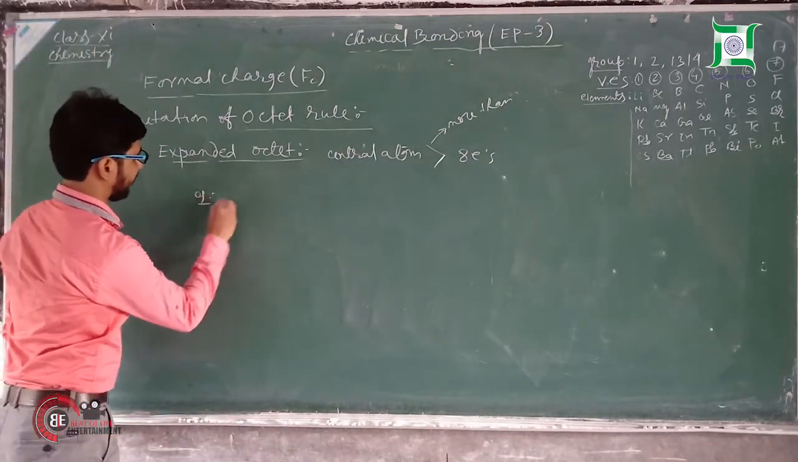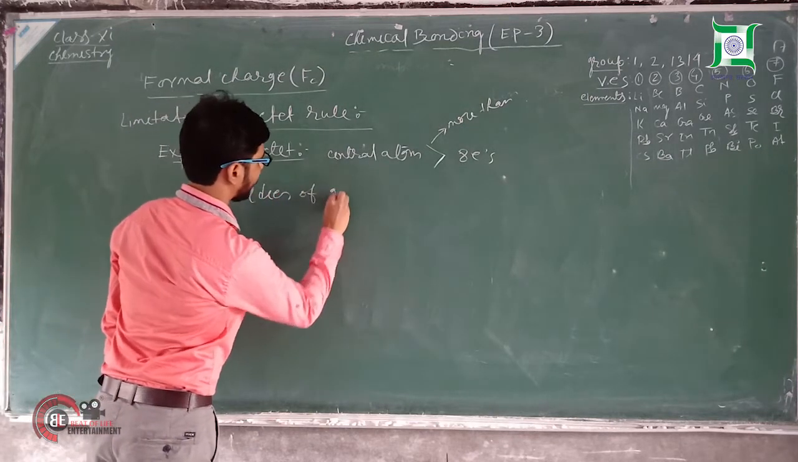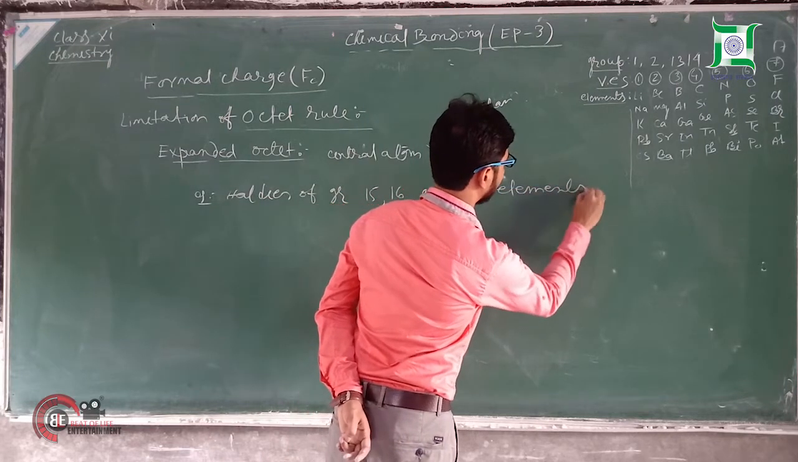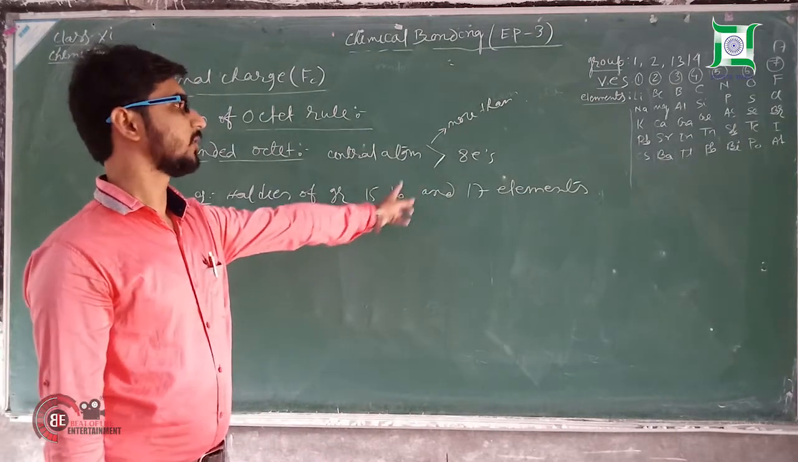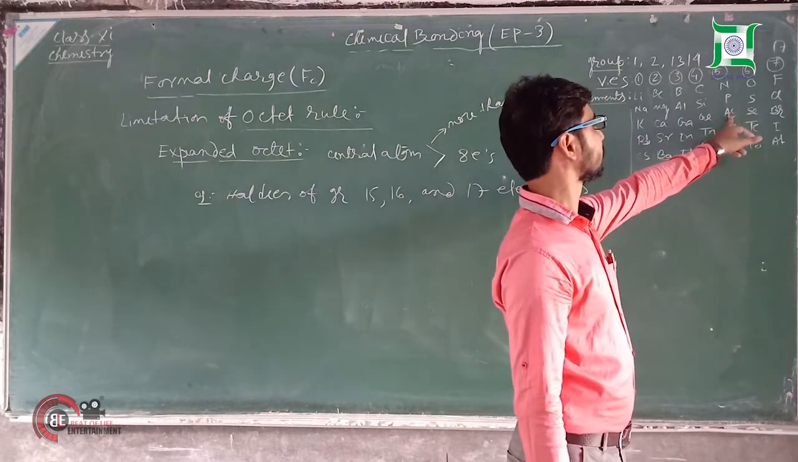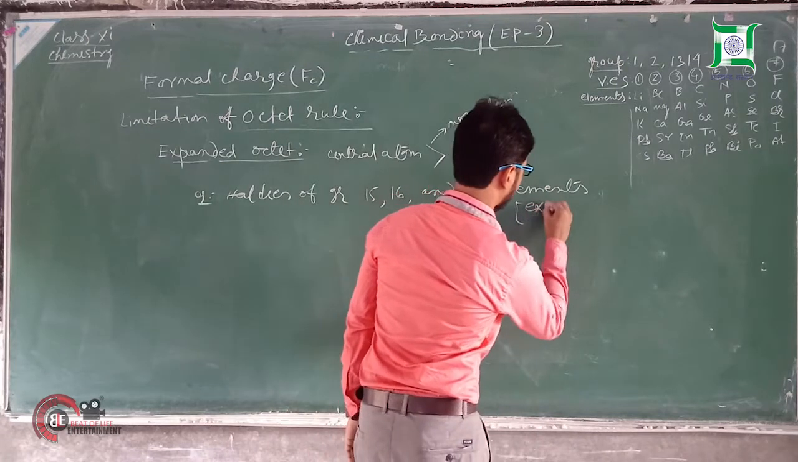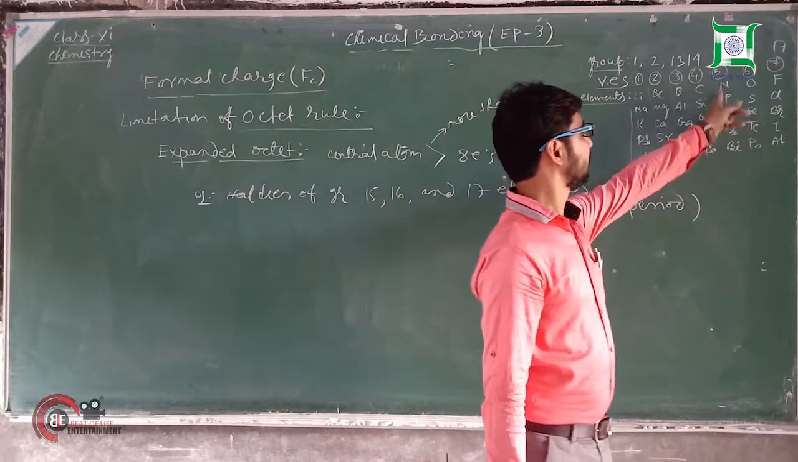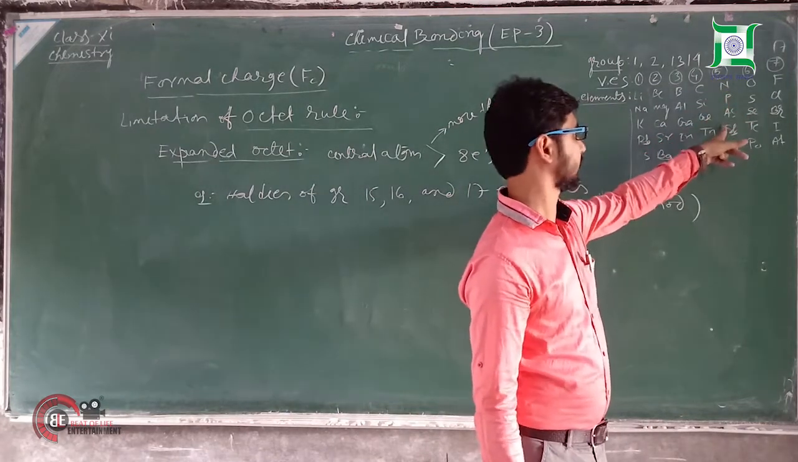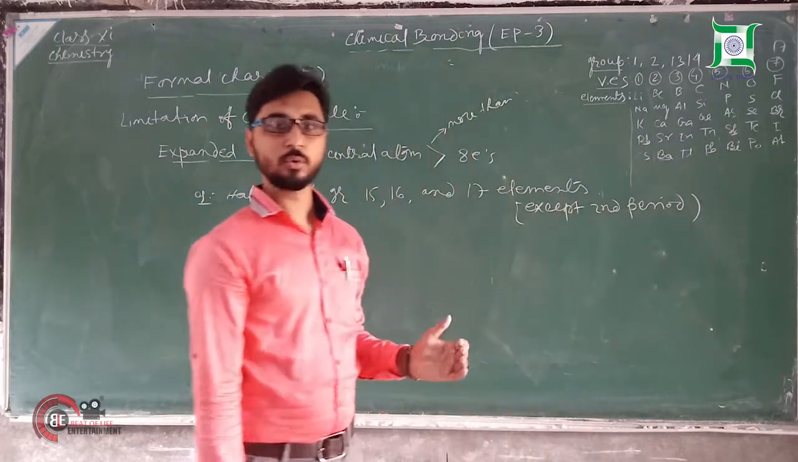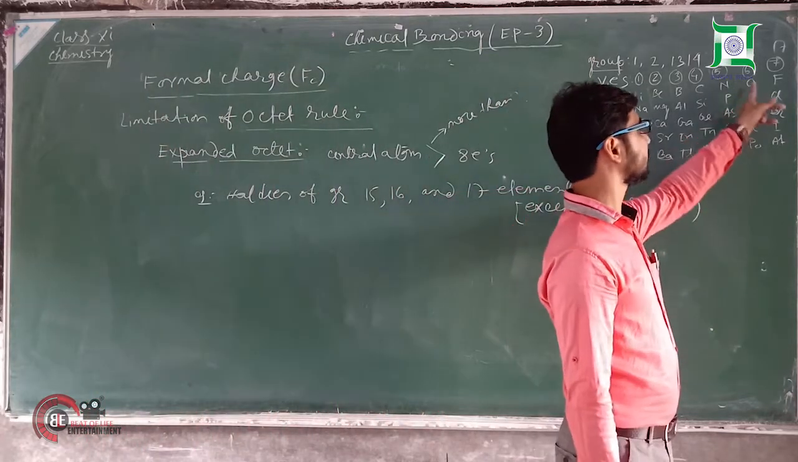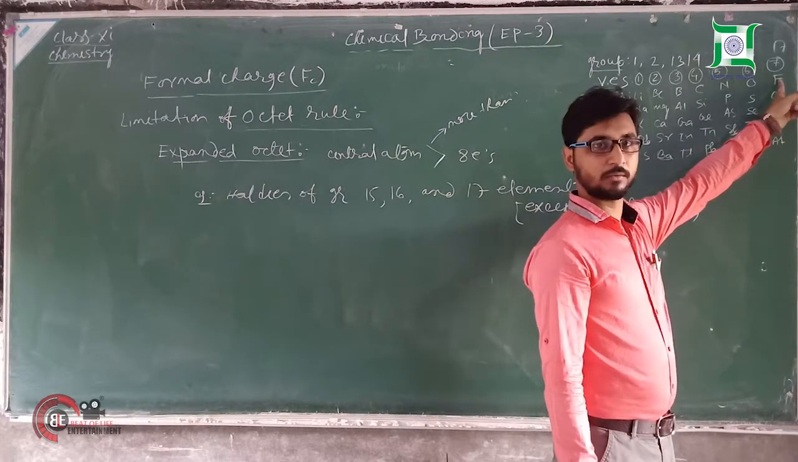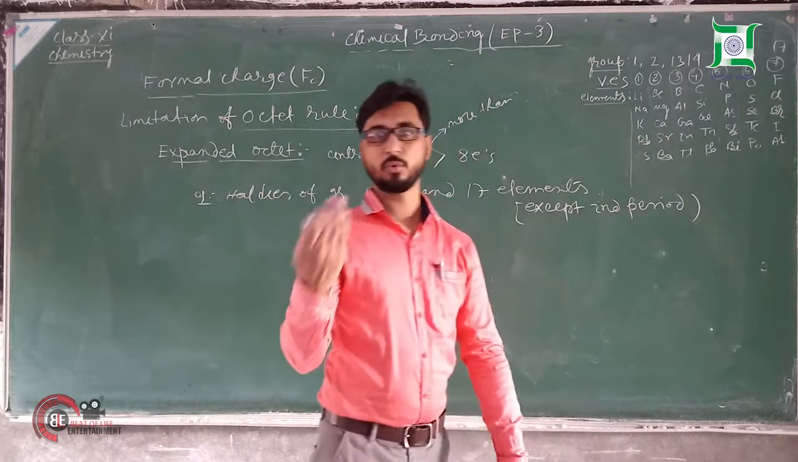For example, halides of group 15, 16 and 17 elements. So the group 15 elements are nitrogen, phosphorus, arsenic, antimony, bismuth. But here except second period elements, like the group 15 second period element is nitrogen. So other than nitrogen, all others, that is phosphorus, arsenic, antimony, are capable of showing expanded octet. Similarly, in group 16, other than oxygen, sulfur and selenium are capable of showing expanded octet. In group 17, other than fluorine, chlorine, bromine, iodine are capable of showing expanded octet.